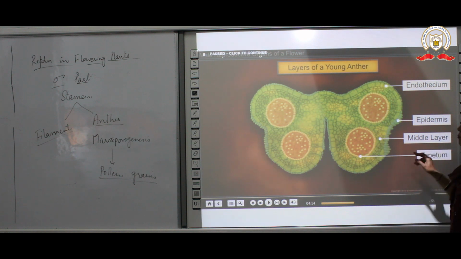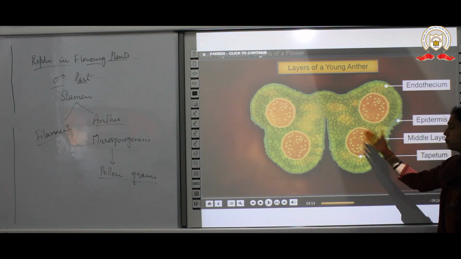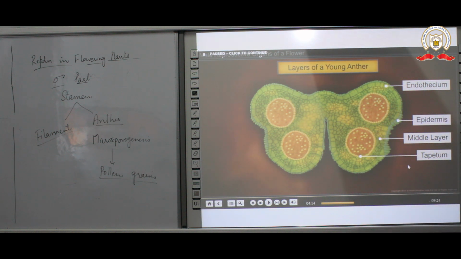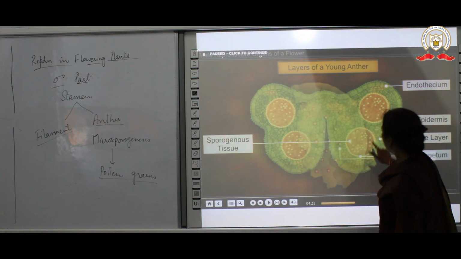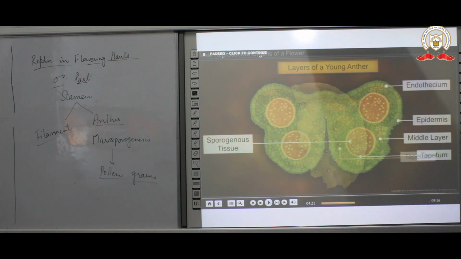Now tapetum is a very important layer of cells which has dense cytoplasm and can have more than one nucleus also. These are very important because these are the cells that are going to provide nourishment for the formation of the sporogenous tissue and the developing pollen grains. So it is a very important layer of cells here. Now, this is sporogenous tissue, or the group of meiocytes that will undergo meiosis.